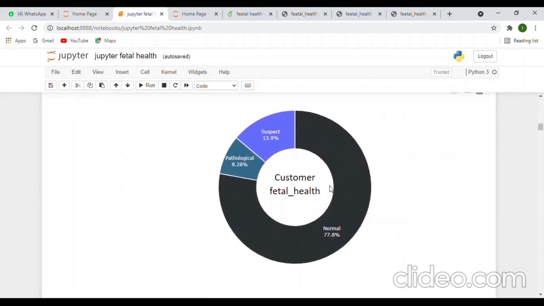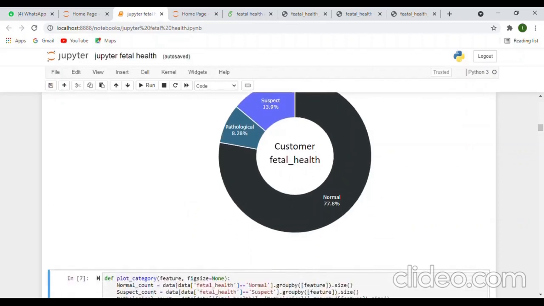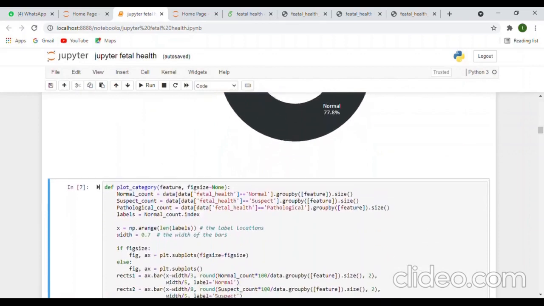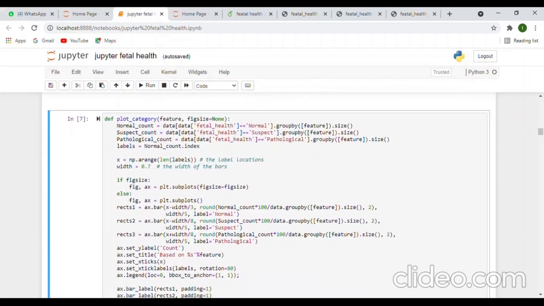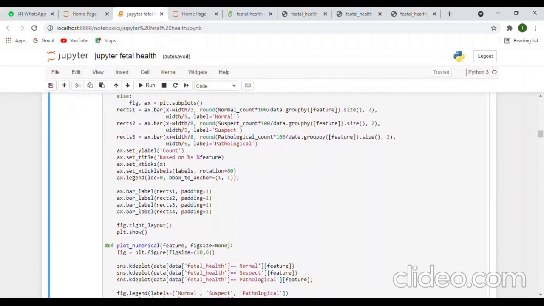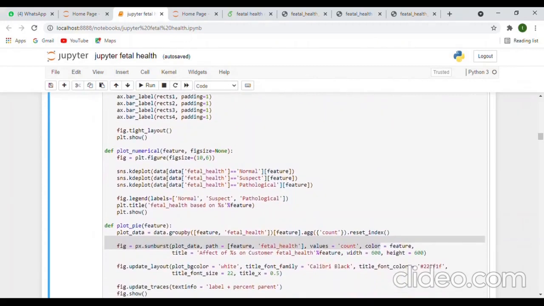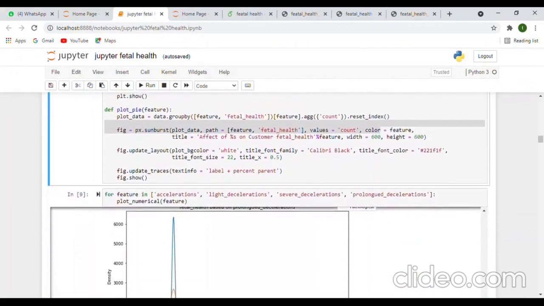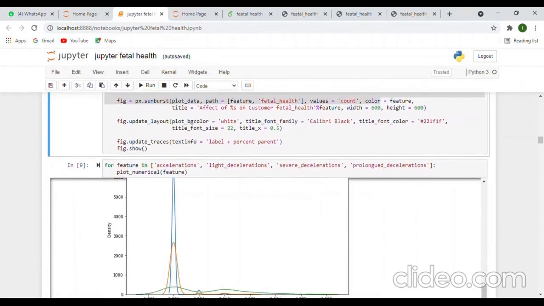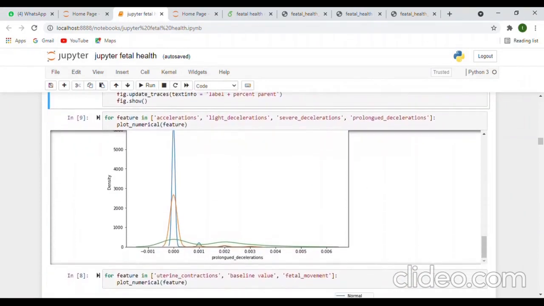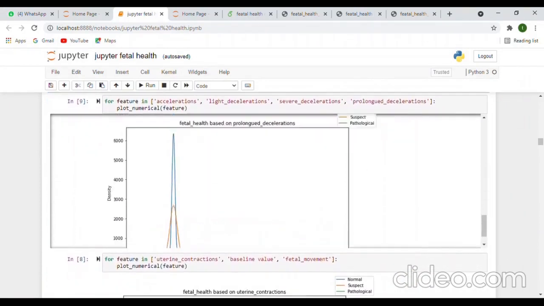You might have seen it in a pie chart. This is the pie chart. These values are pulled out from the dataset as well. These are readings from the cardiotocograph, which is used to scan the fetus. After that, we are plotting a graph based on uterine contraction, baseline value and fetal movement.